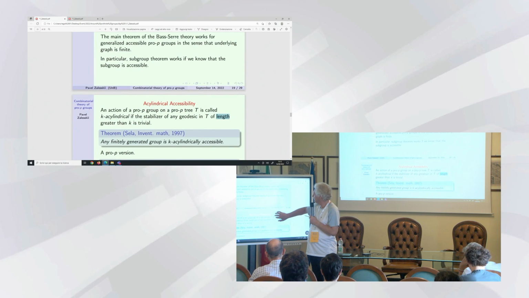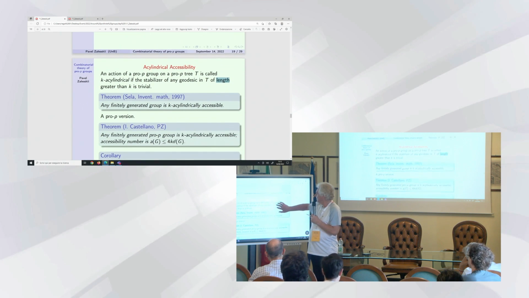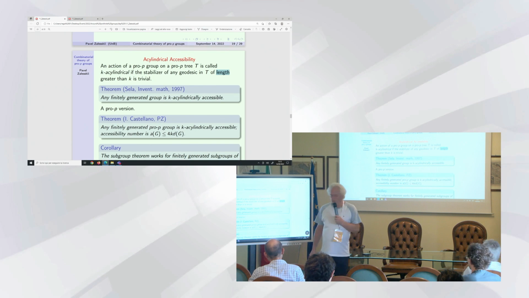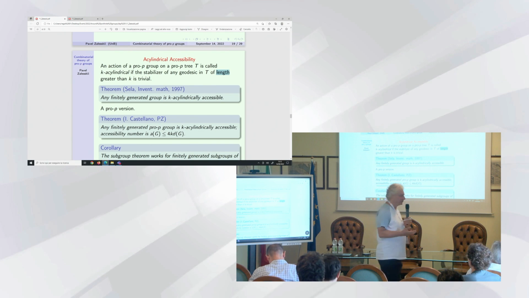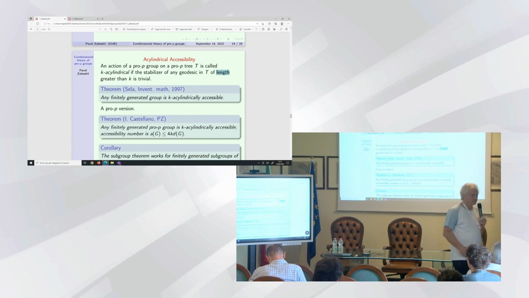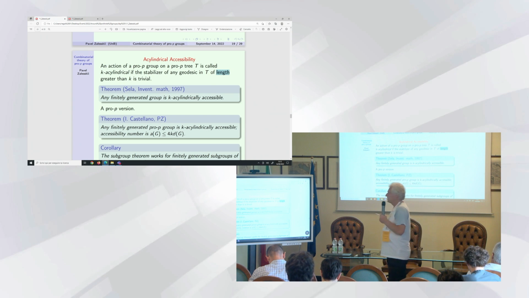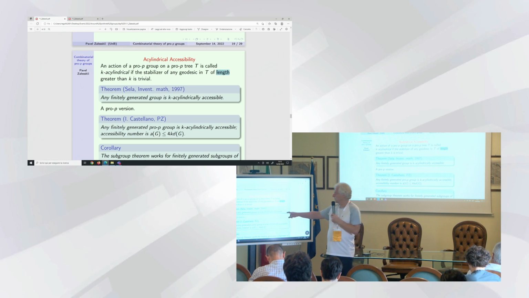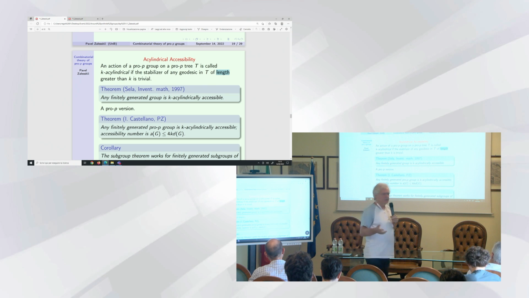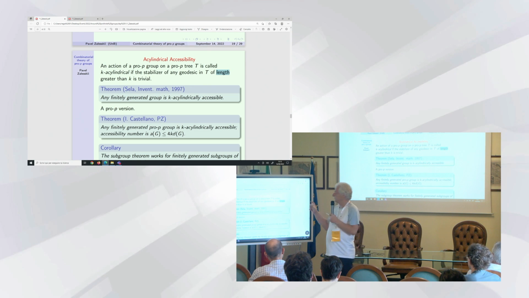Acylindrical accessibility was studied in the abstract case of geometric group theory by Sela, and he proved that in this case acylindrical accessibility holds. But I have to say what acylindrical means. A group acts on a tree k-acylindrically if every geodesic of length k has trivial stabilizer.